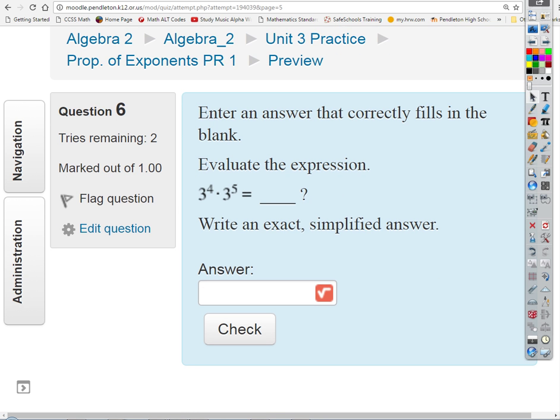Okay, multiply like bases like this. 3 is the base, right? If I multiply like bases, what do I do to the exponents? Add them. Yeah, so this is 3 to what power? 9. Big number. Whatever your calculator tells you that is. 3 to the 9.